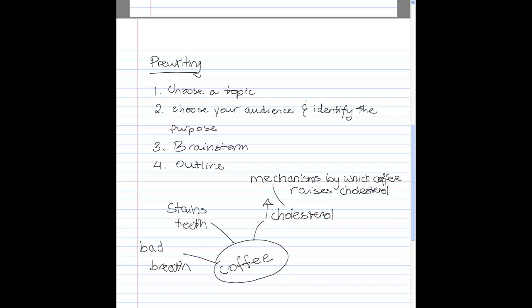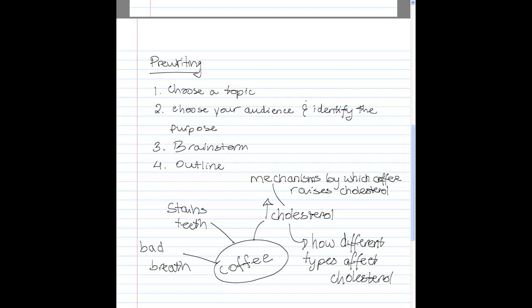But just for the purposes of this example, we're just going to say that our supporting evidence is mechanisms by which coffee raises cholesterol and how different types of coffee affect cholesterol. So here we've answered the questions how and why. We're talking about the how when we're talking about the different types of coffee affecting our cholesterol, and we're talking about the why through why is cholesterol raised when you're drinking coffee? And this is answered through the mechanisms by which coffee raises cholesterol.